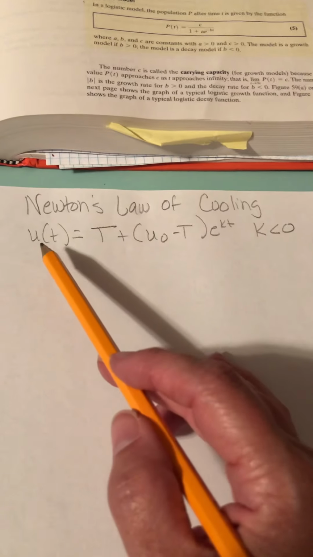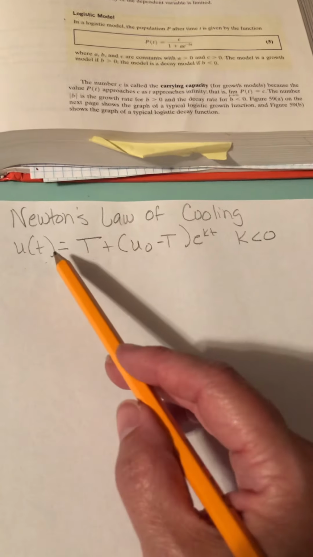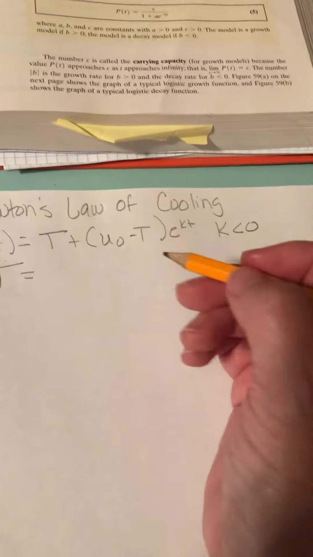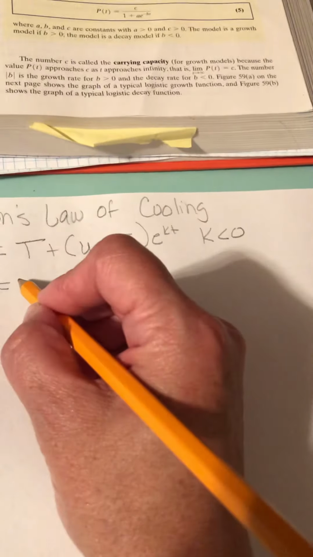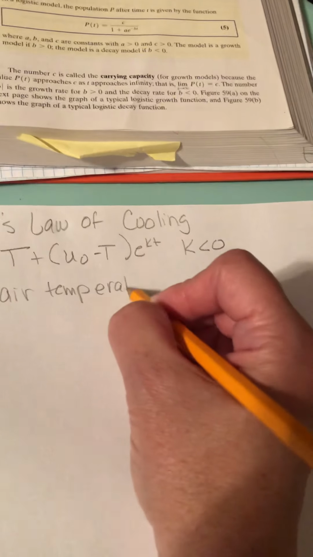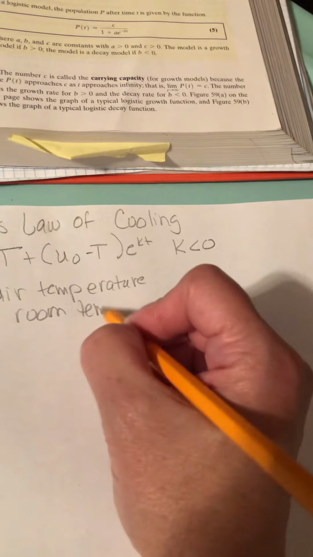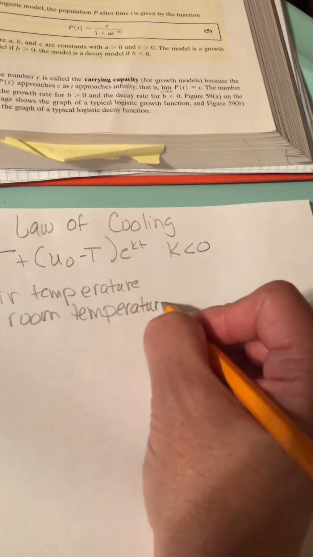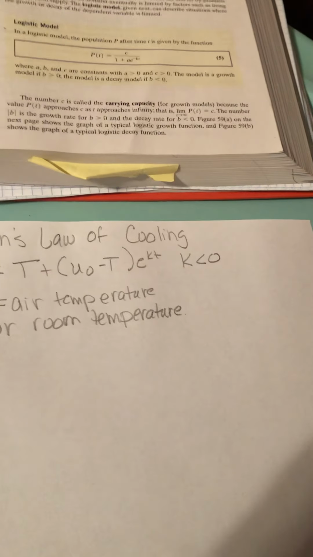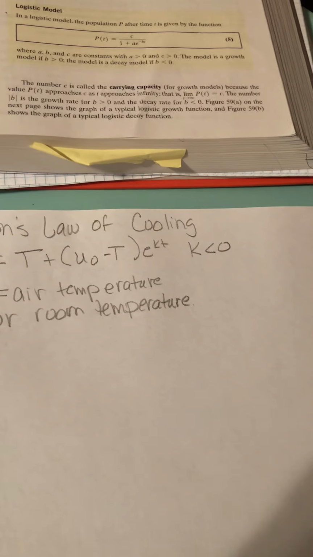All right, U of T is the temperature that your object has cooled down to after time t. Now, capital T is the constant temperature of the surrounding medium. So this is pretty much air temperature, or we call it room temperature. As you look in your textbook, it tells you that it's the constant temperature of the surrounding medium. So you can understand room temperature. We deal with that often.